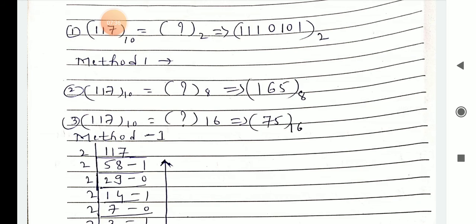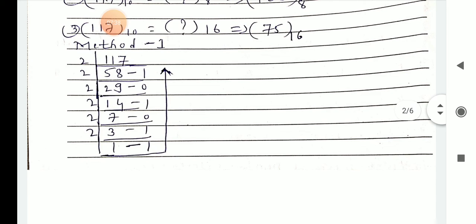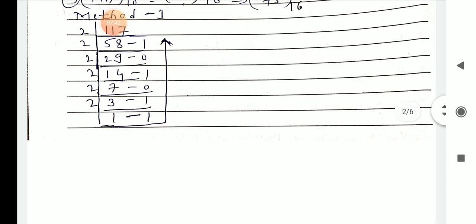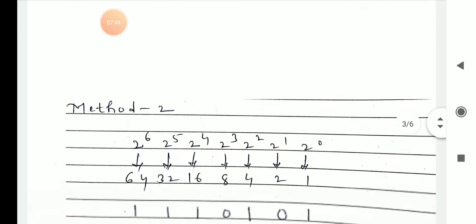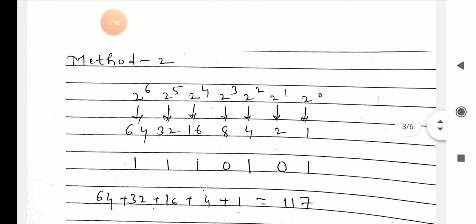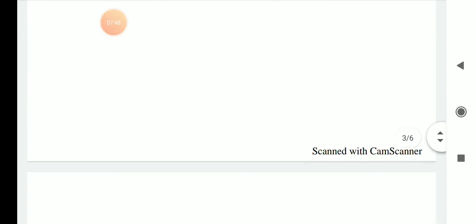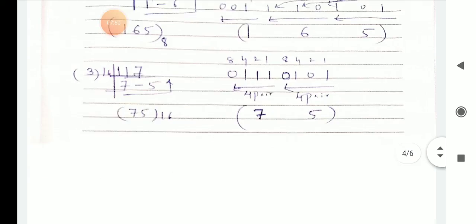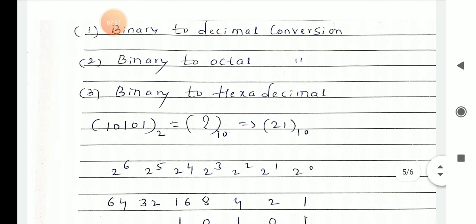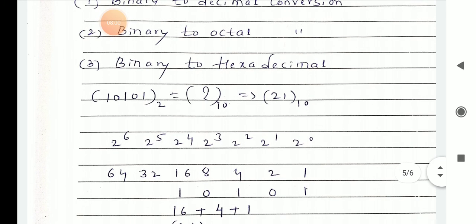Okay, so this is the first conversion, decimal into binary, octal and hexadecimal. So next we will move on to binary to decimal conversion. The second one is binary to octal conversion, and the third one is binary to hexadecimal conversion.